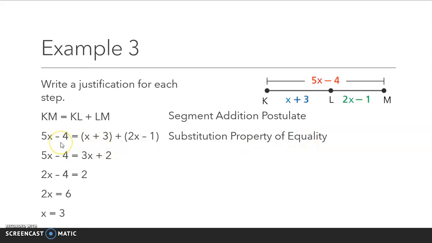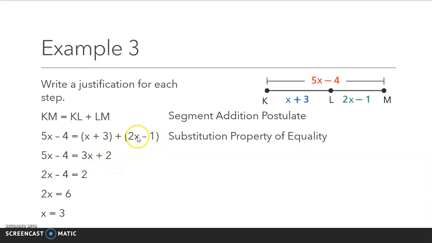Next, let's see what changed for this next step. The 5x minus 4 stayed exactly the same, but this x plus 3 plus 2x minus 1 turned into 3x plus 2. What they did is they combined the like terms. X plus 2x is 3x, and 3 plus negative 1 is 2.